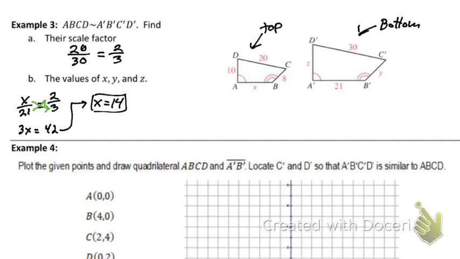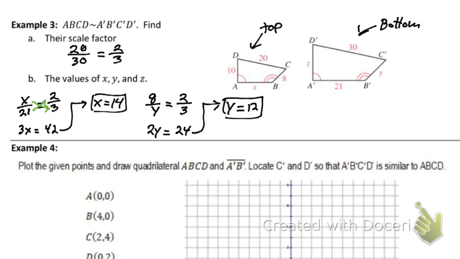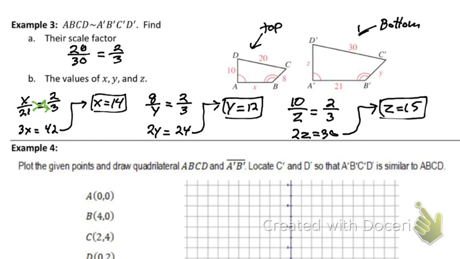The slightly different part is that y corresponds with 8. But 8 is from my top shape. So we need to have 8 first, over y equals my scale factor, 2 over 3. Means extremes, we'll have 2y equals 24. So y is going to equal 12. And finally, z corresponds with 10. 10 comes from my top, so I'm going to make that the top, over z equals 2 over 3. And then we're going to have 2z equals 30. In other words, z equals 15.